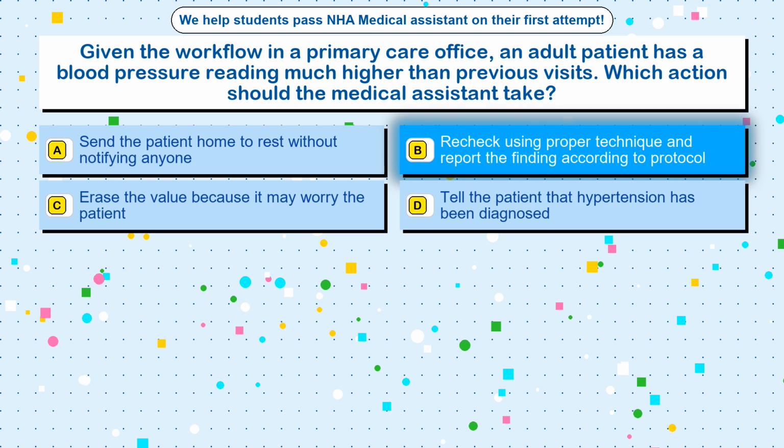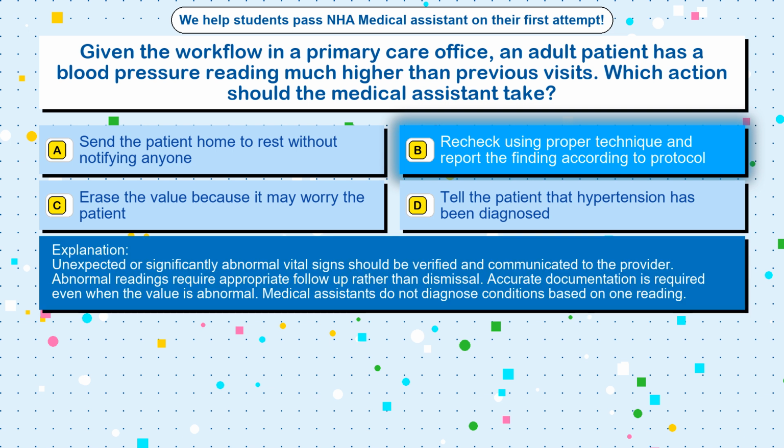Recheck using proper technique and report the finding according to protocol. Unexpected or significantly abnormal vital signs should be verified and communicated to the provider. Abnormal readings require appropriate follow-up rather than dismissal. Accurate documentation is required even when the value is abnormal. Medical assistants do not diagnose conditions based on one reading.